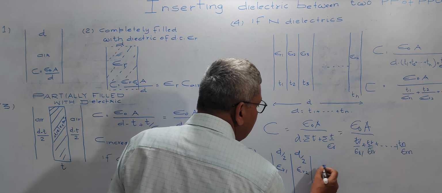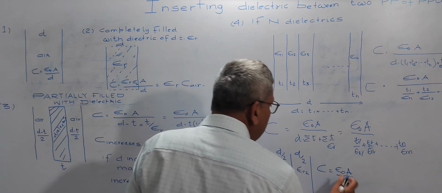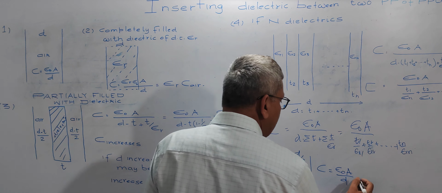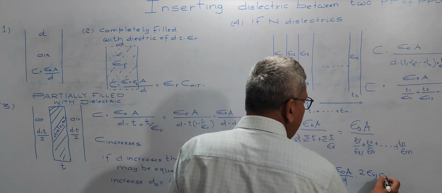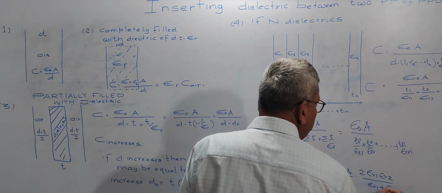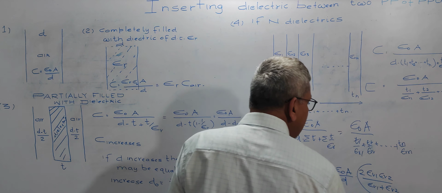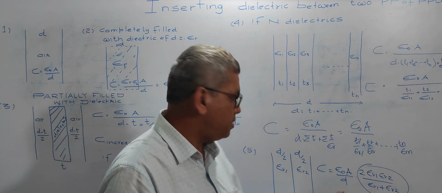I can say here the equivalent capacitance is equal to epsilon naught A by D. If you use this formula, I can say it is equal to 2 times epsilon r1 epsilon r2 by epsilon r1 plus epsilon r2. Now this is the equivalent dielectric constant. By this value the capacitance has increased.